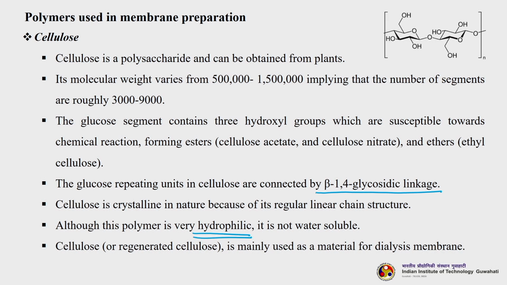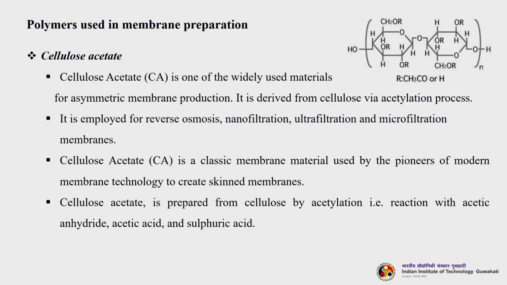So, cellulose or regenerated cellulose is mainly used as a material for dialysis membrane. The next one is cellulose acetate. You can see the structure of cellulose acetate here in the top corner.